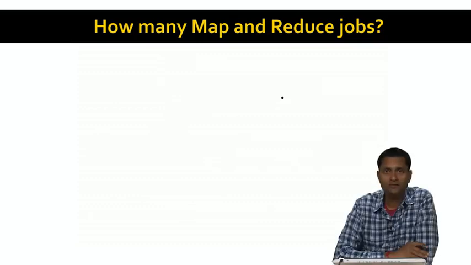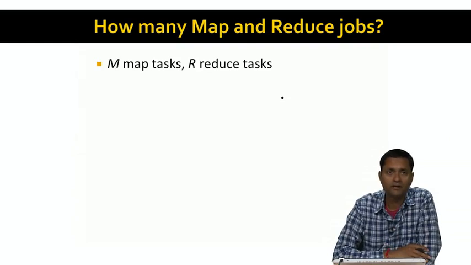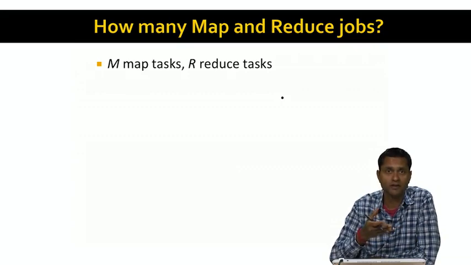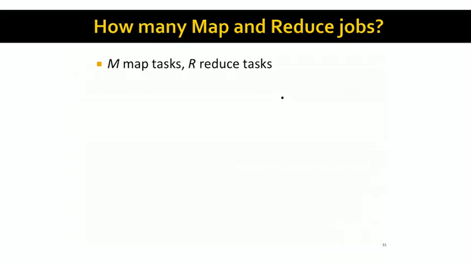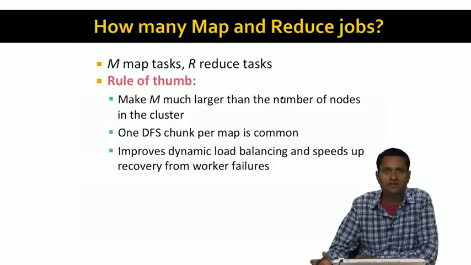So the final question to think about is how many map and how many reduce tasks we need. Suppose there are M map tasks and R reduce tasks. Our goal is to determine M and R. This is part of the input given to the MapReduce system to let it know how many tasks it needs to schedule. The rule of thumb is to make M much larger than the number of nodes in the cluster. You might think it's sufficient to have one map task per node in the cluster, but in fact, the rule of thumb is to have one map task per DFS chunk.